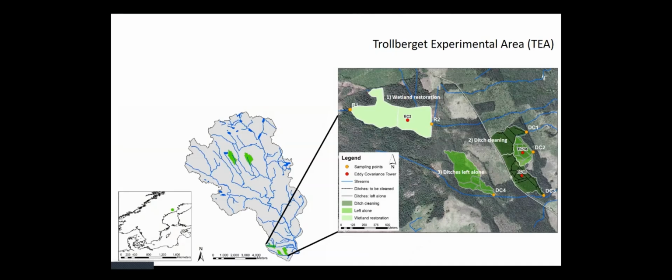To put Trollberget into the context of Krycklan, I've delineated a new Krycklan boundary that includes the Trollberget experimental catchments, with our treatments of the wetland restoration, the ditch cleaning, and the ditches that are going to be left alone. There are 2 catchments for each of these treatments.